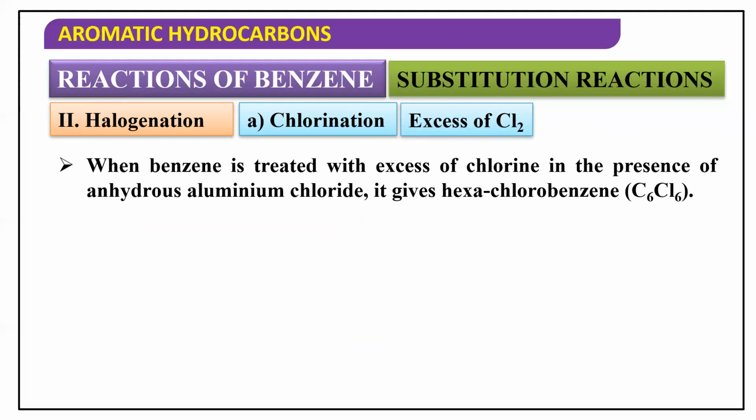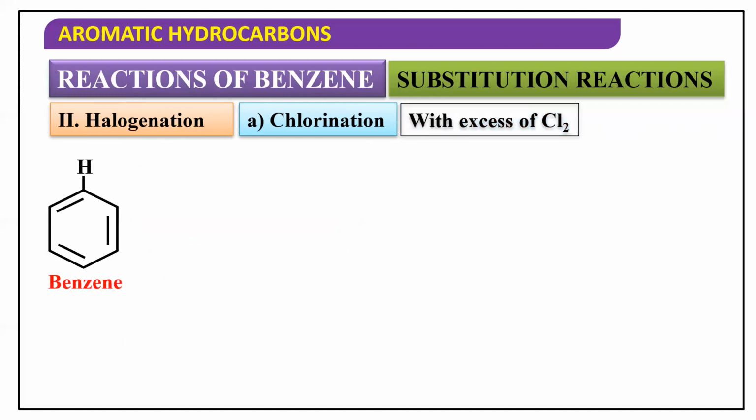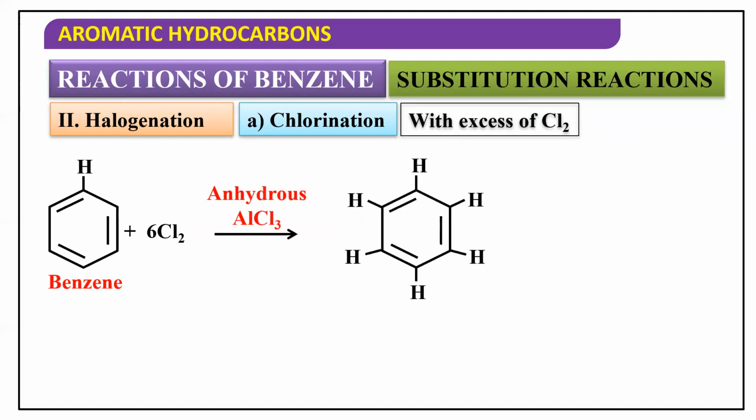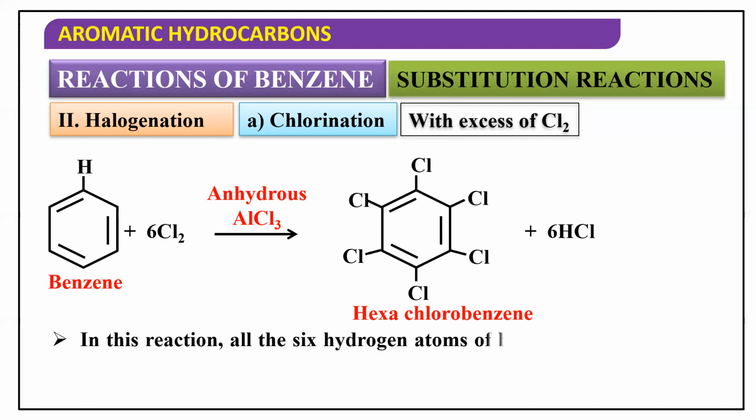When benzene is treated with excess of chlorine in the presence of anhydrous aluminum chloride, it gives hexachlorobenzene. In the previous case, we only took 1 mole of chlorine, whereas if I take 6 moles of chlorine, what will happen? All the 6 hydrogens of benzene will be substituted with chlorine atoms to give us hexachlorobenzene. So this is substitution with excess of chlorine. In this reaction, all the 6 hydrogen atoms, as you can see, are replaced by chlorine atoms.